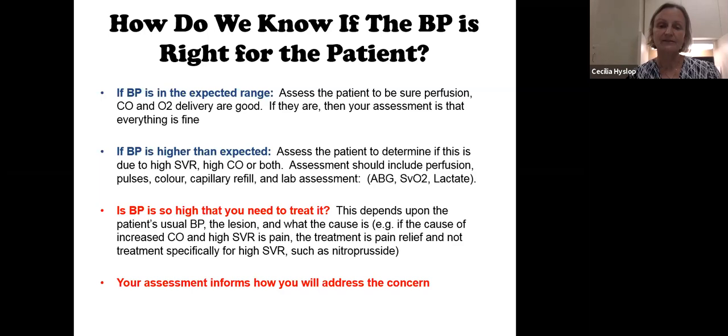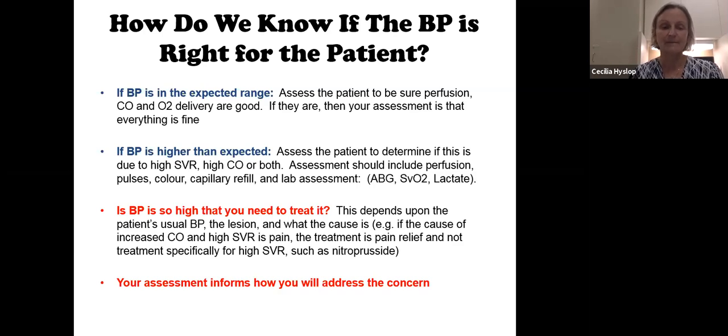If the blood pressure is higher than expected, assess the patient to determine if it's due to high systemic vascular resistance. Are they all mottled and cool peripherally? Is it due to a high cardiac output or both? Assessment should include perfusion, pulses, color, capillary refill, and lab assessment. So what is their arterial blood gas doing? What is their mixed venous oxygen saturation doing, which is taken from a free-flowing central line? And what is their lactate doing? So we want to see a lactate coming down to 2 or less.